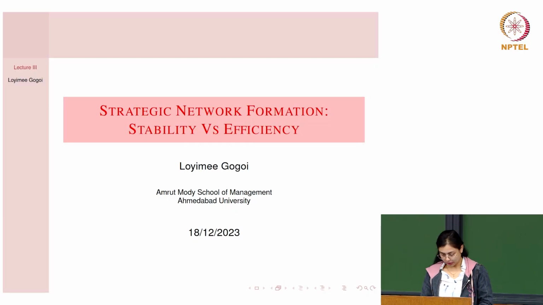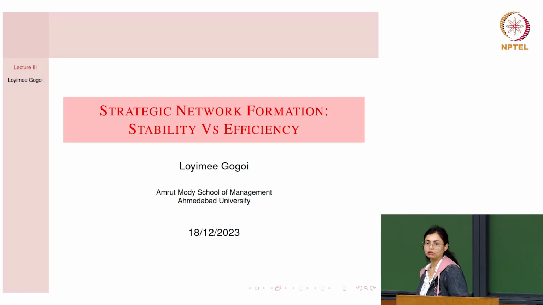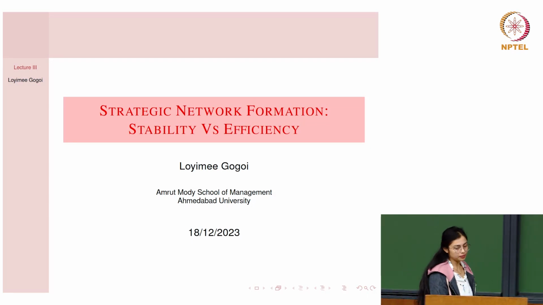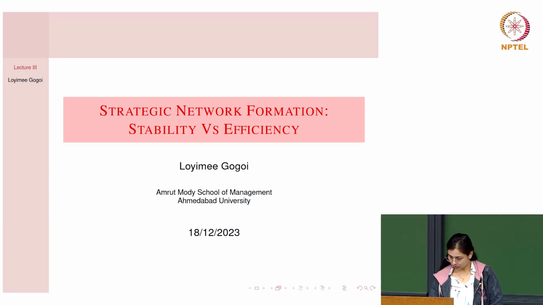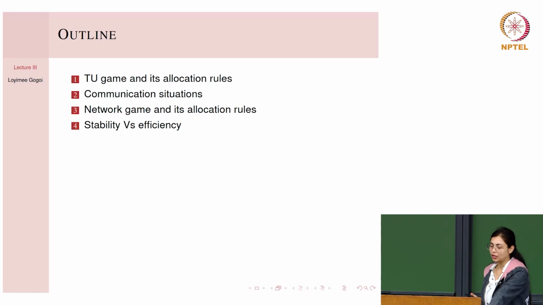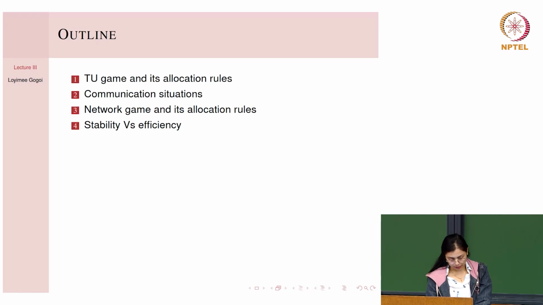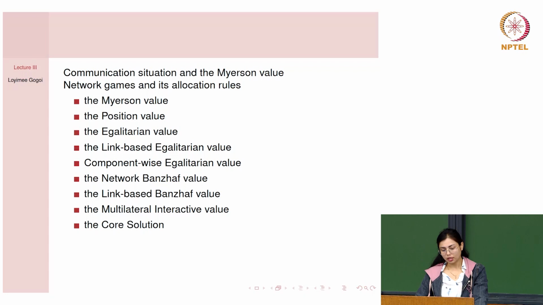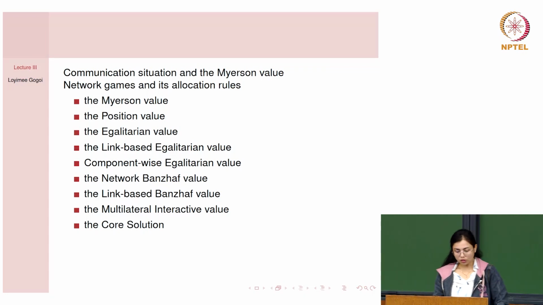So let me quickly review what I discussed in the last session. First, I discussed the cooperative game and its allocation rules, mainly the Shapley value and the core solution. Then communication situations, network games, and some of their solutions. So what is a communication situation?